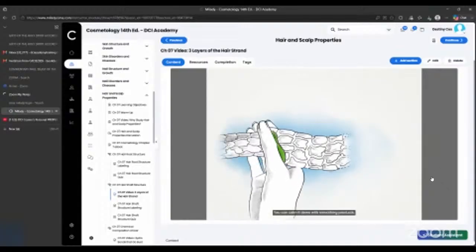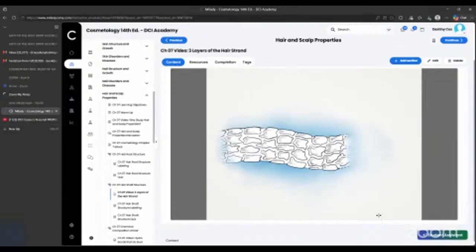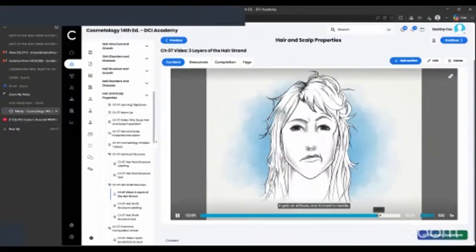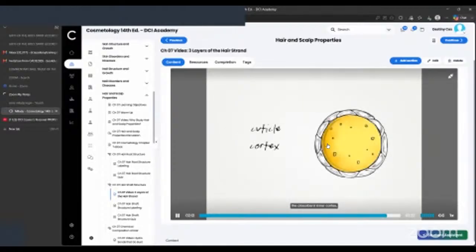You can calm it down with smoothing products, but they can only do so much. Once it's treated roughly, it gets an attitude, and it's hard to handle. So be kind to your 3 layers: the protective outer cuticle, the absorbent inner cortex, and the mysterious medulla. So understanding these 3 is going to help you understand what I was talking about when it comes to the products and ingredients, the trends for 2026, okay?